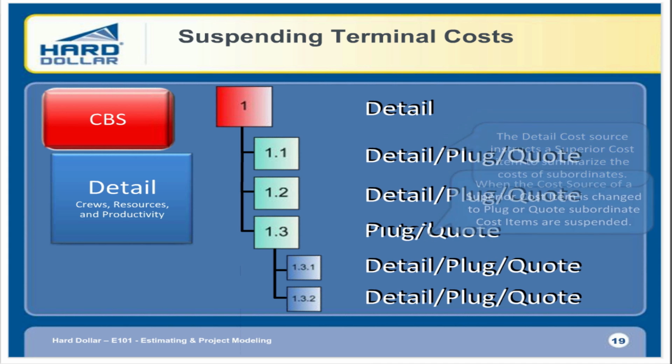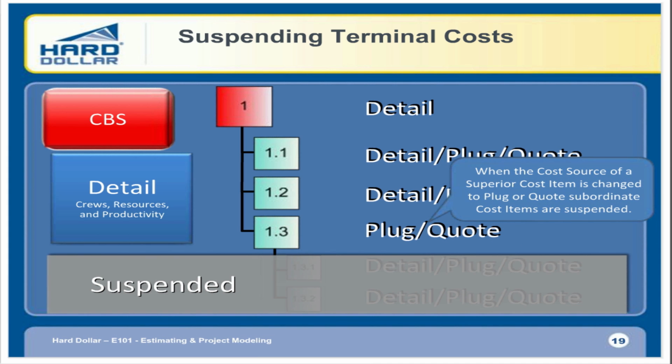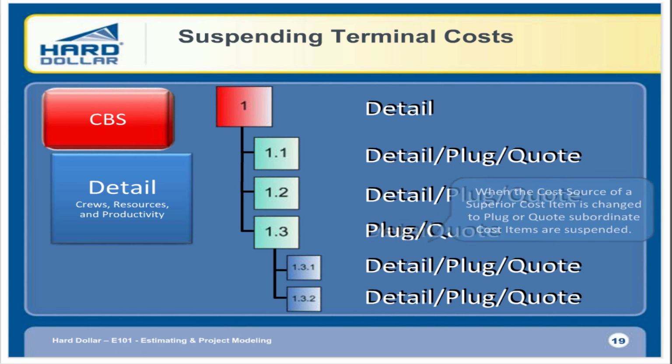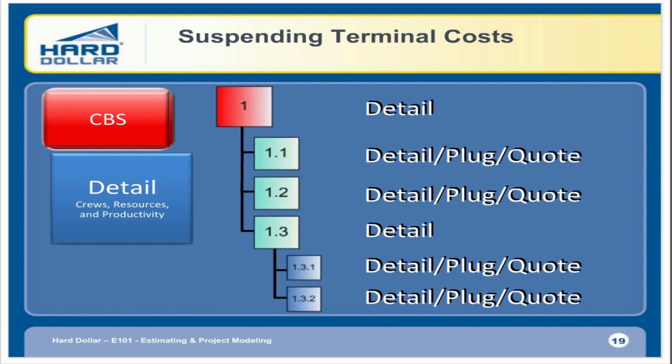Now, if we change the cost source on the cost item 1.3 from detail to plug or quote, all the subordinate cost items' costs will be suspended. The costs for those items will not be changed, but they won't contribute to the overall costs of the job, since the superior item's cost source is plug or quote, which tells Hard Dollar to ignore the subordinate cost items' costs. If the cost source for cost item 1.3 is changed back to detail, the cost of the subordinate cost items will once again be summarized in item 1.3.